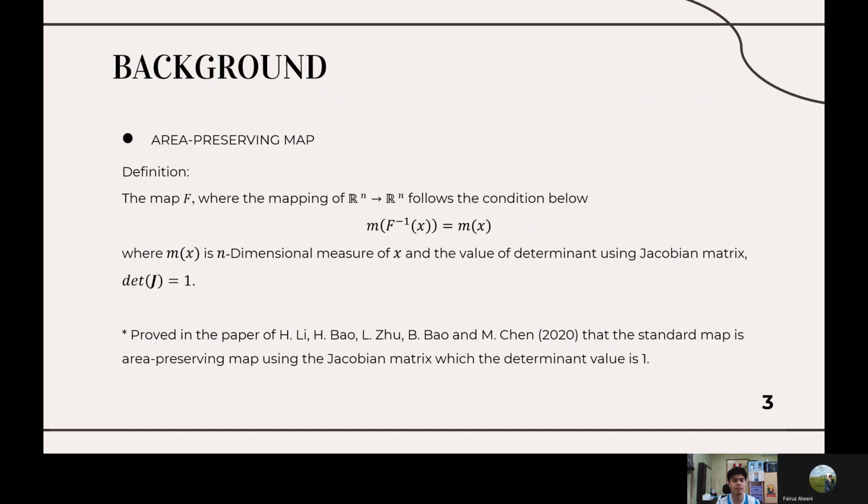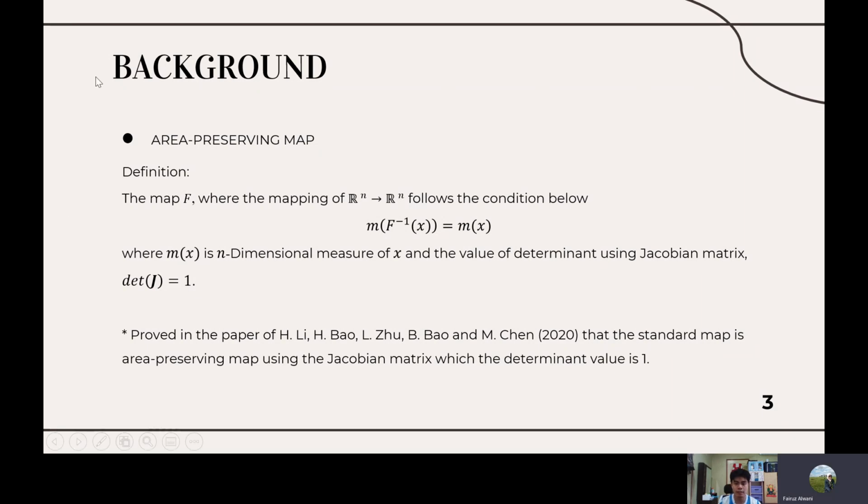So, the background of our research is, firstly, we will talk about the area preserving map. An area preserving map is a map from Rn to Rn that follows the condition below, where the measure of the pre-image of S is equal to the measure of S, where Ms is an n-dimensional measure of S, and the determinant of the Jacobian matrix is equal to 1.